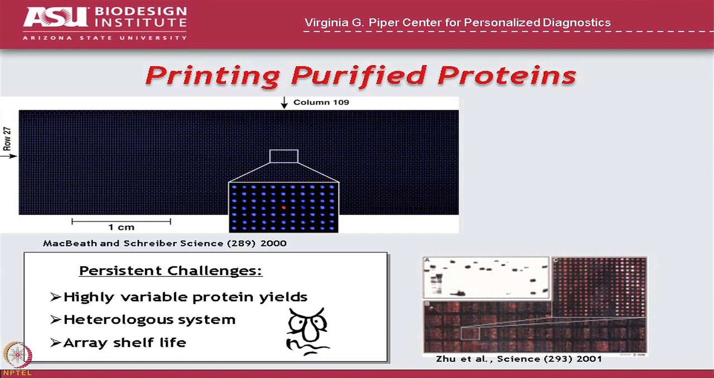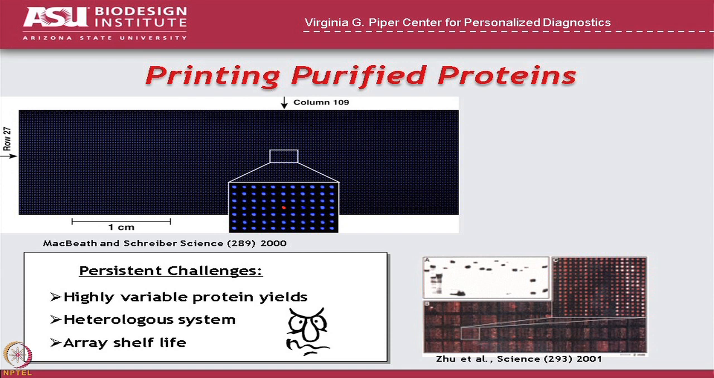They do what we started with, which was this high throughput purification kind of technology. And they do it in 96 well plates or even 384 well plates. But they have a couple of problems. First of all, you get very highly variable protein yields. So the amount of protein that you get from one protein to the next can change over four logarithms. So four orders of magnitude of difference.